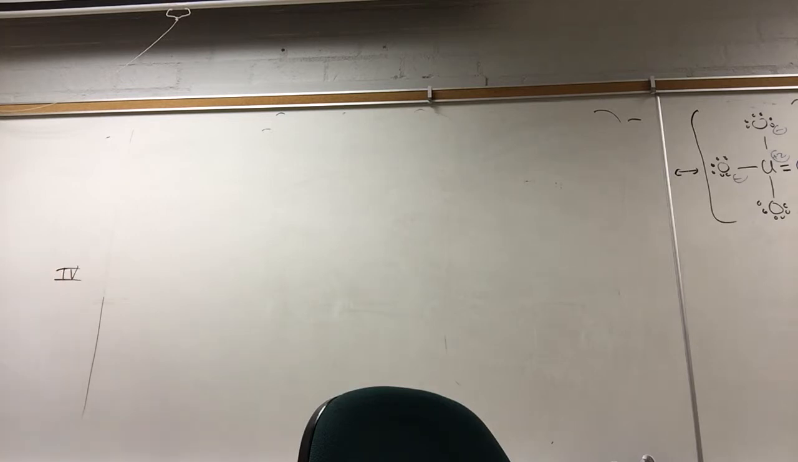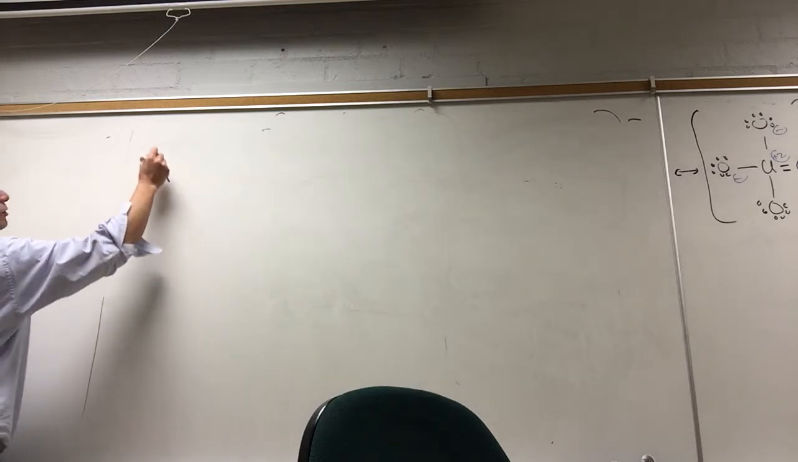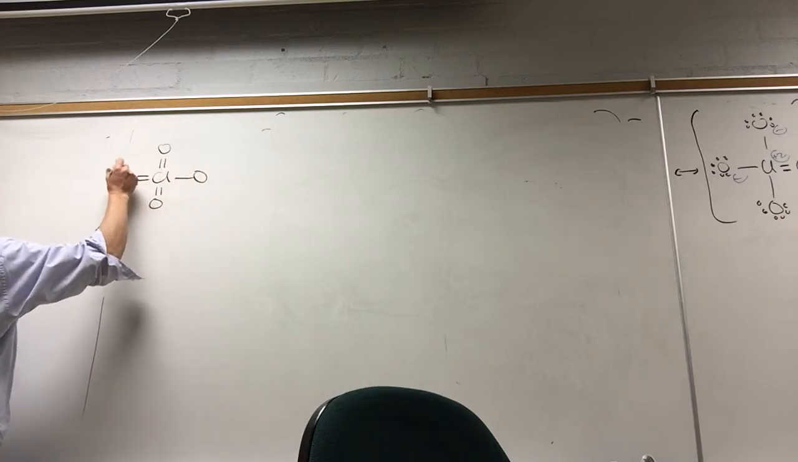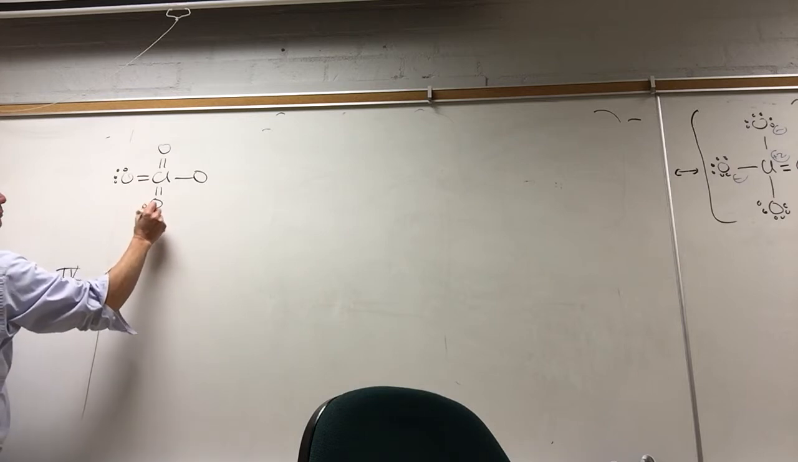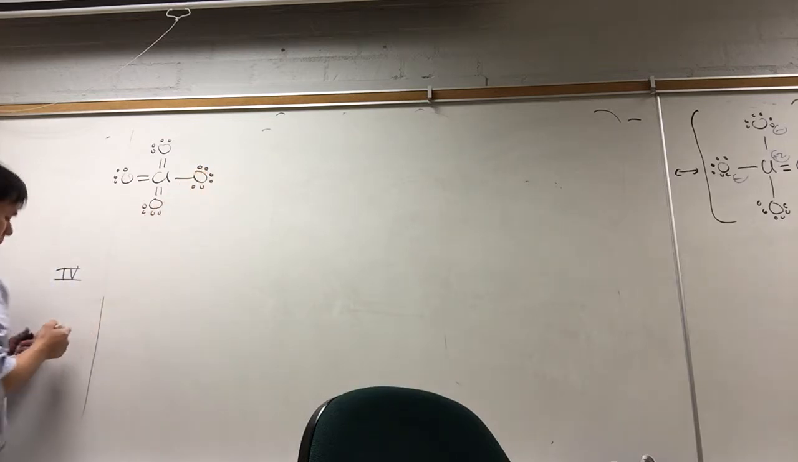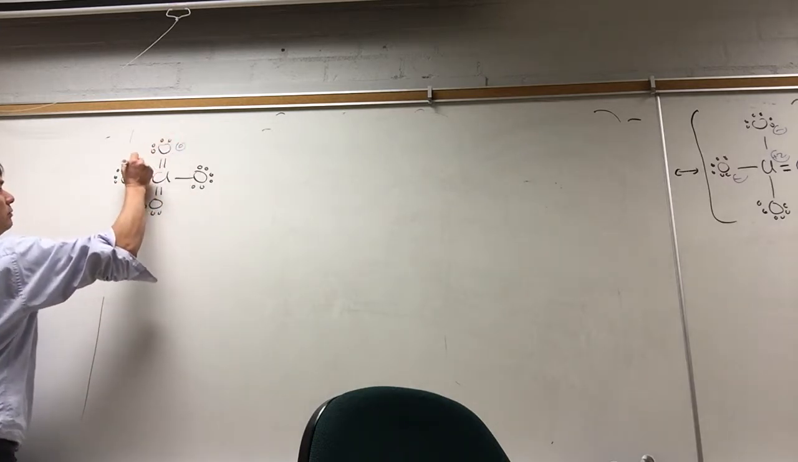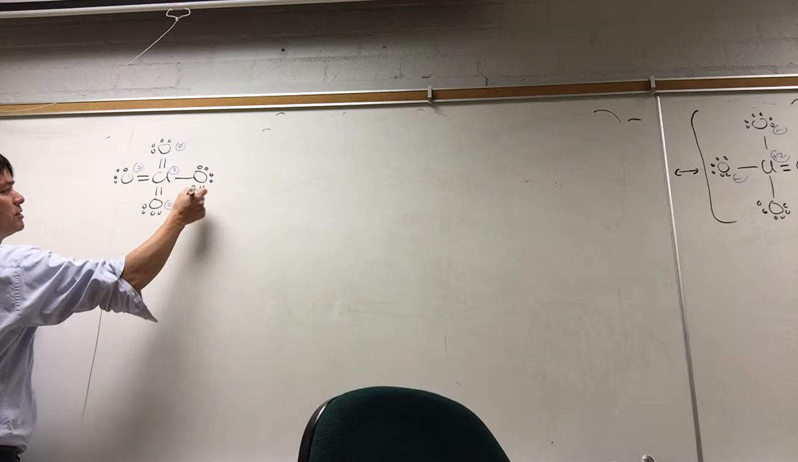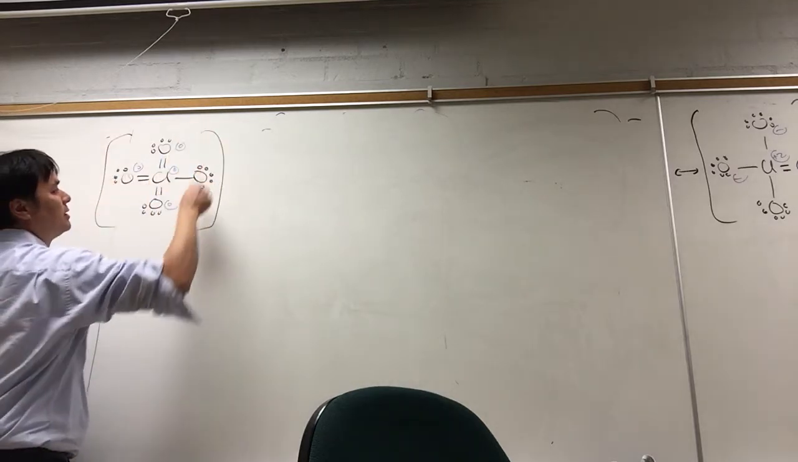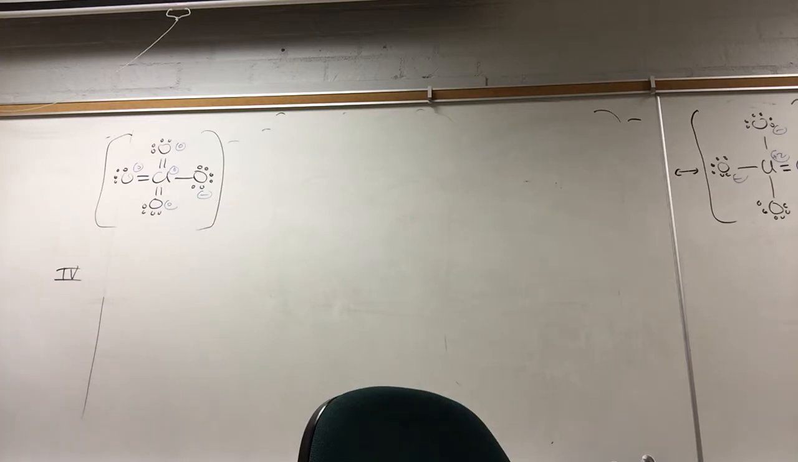I'm going to try to get rid of the formal charge as much as possible. And so what I'm going to do is I'm going to go for 3 double bonds. Three double bonds has the advantage of dropping all the formal charges to 0, except for this oxygen, which has a negative formal charge.